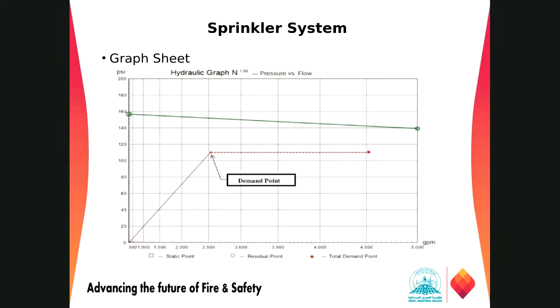This is one of the graph sheets, right? The one you can see in green, we have the y-axis as pressure in psi, 200 psi they have given, and the flow they have given around 5000 GPM on the x-axis, right? So the green one is the supply we have from the underground firewater network, and this one all the way up to this point is our demand point.